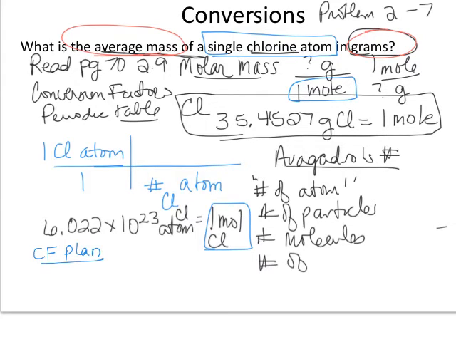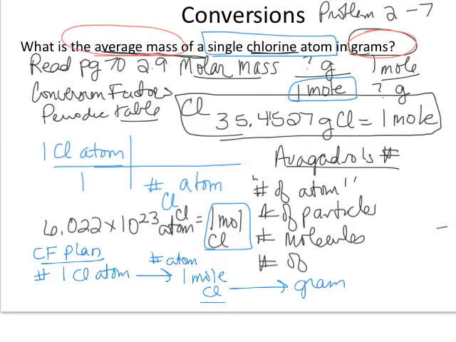Remember that? So we're talking about number. So we're taking 1 chlorine atom, and we're going to go from number of atoms to 1 mole of chlorine atoms. Once you get to mole, you can go from mole to gram. And the way you do this conversion from mole to gram, you use the molar mass conversion factor, which is right here. 1 mole equals 35.4527 grams of chlorine.